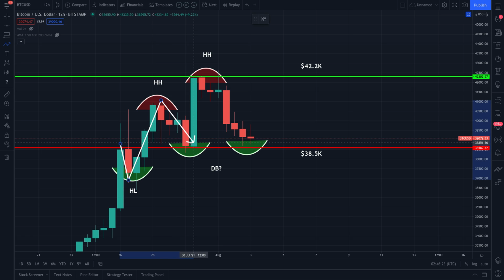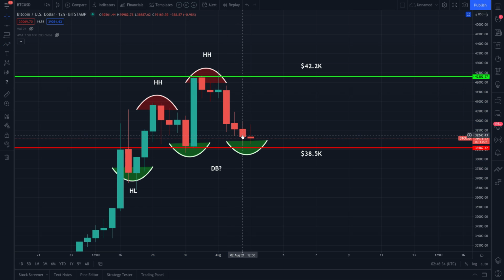And of course the market went down. This is technically a higher low. I didn't put a higher low there, but I guess it's a higher low, right? And then the market went up, higher high. So right now, instead of the market making a higher low, we are potentially up against a double bottom scenario with these two areas here at about 38.5. Okay, that's why we have a question mark on the DB. We're potentially making a double bottom.